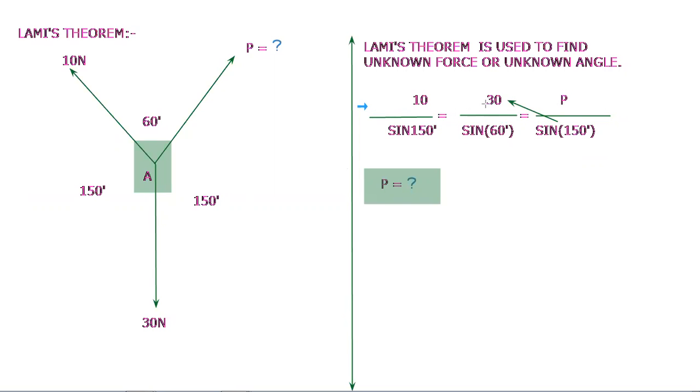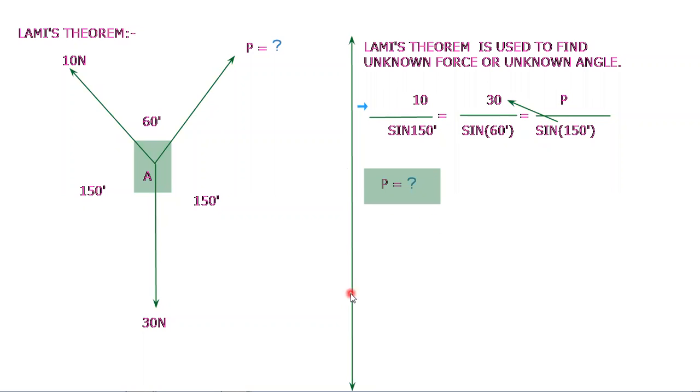You can multiply 30 with sine of 150, 30 into sine of 150 divided by sine of 60, so that you will get the value of force P. If you get the value of force P, you can also get some other value.